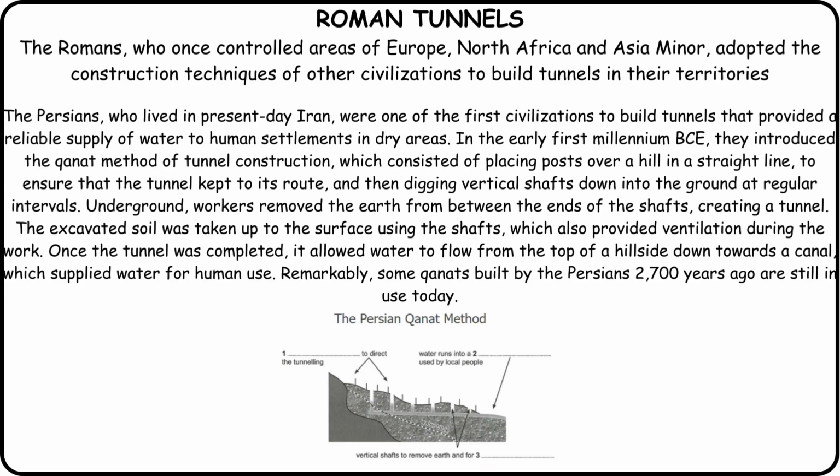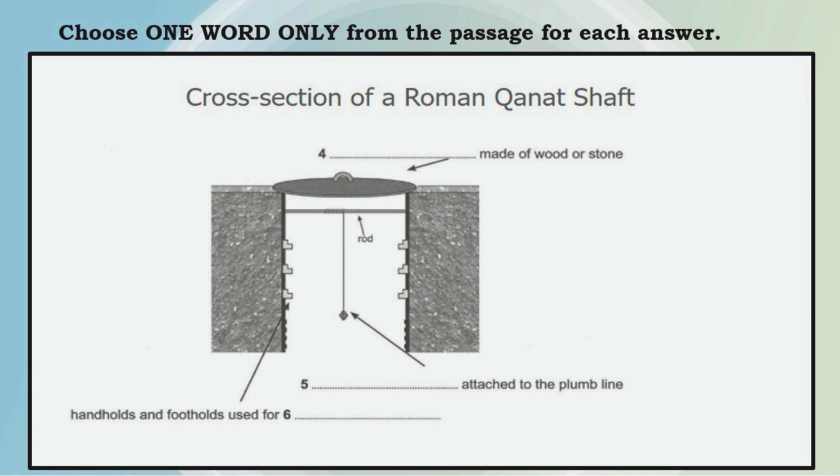Now let's read further to answer question 2. Once the tunnel was completed, it allowed water to flow from the top of a hillside down towards a canal, which supplied water for human use. The answer to question number 2 is canal.